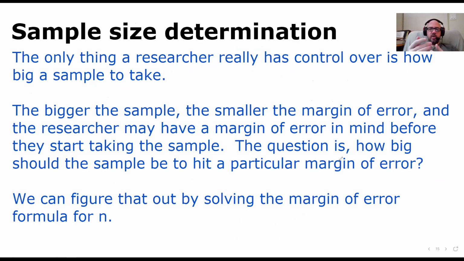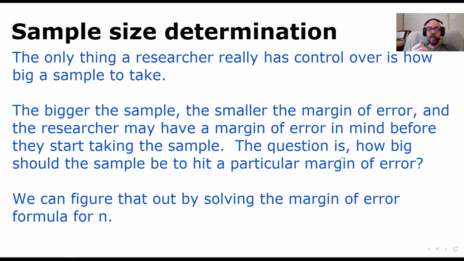So in general, the bigger your sample, the smaller your margin of error. And that smaller margin of error is better, right? As we were talking about, smaller margin of error means a less wide interval, which is a more precise interval. It narrows down where the population proportion is, which is the thing you're trying to estimate, more accurately, more precisely. So the question is, if you have a certain margin of error in mind, how big should the sample be to hit that particular margin of error?